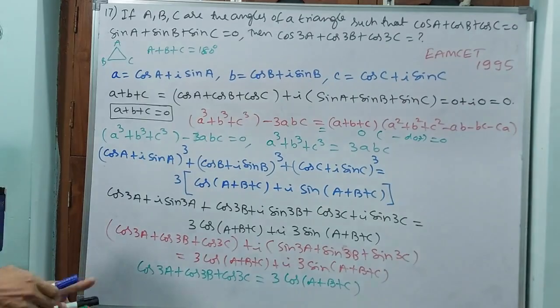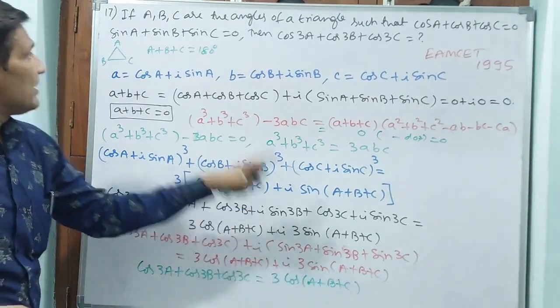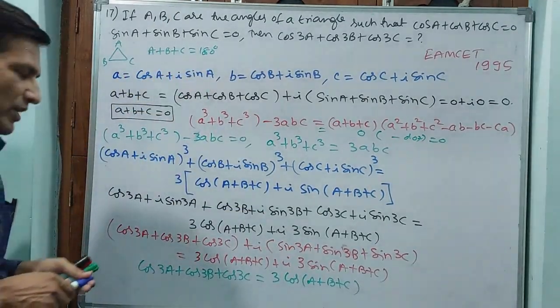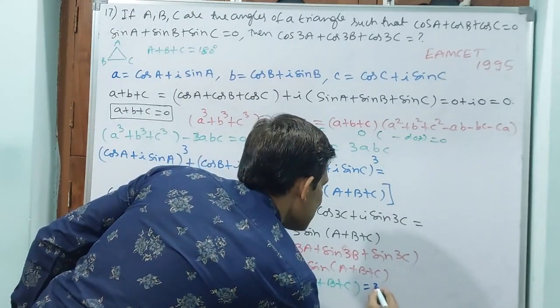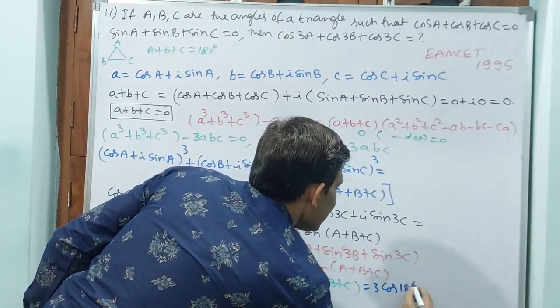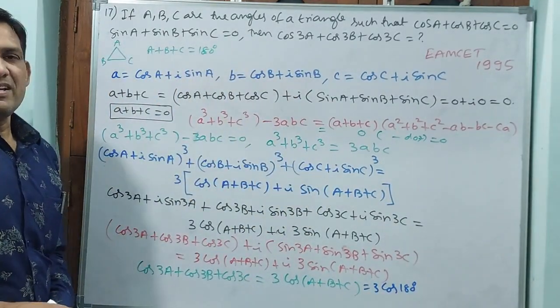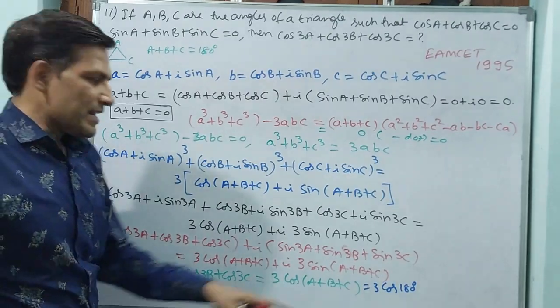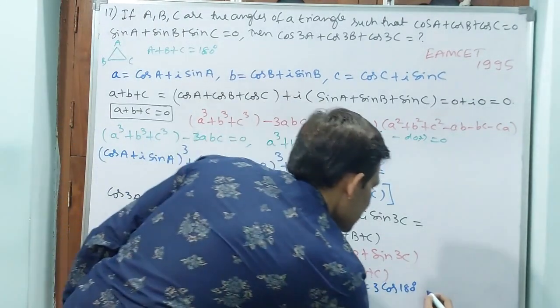Wait, the answer is not yet over. Why? Because we know very well A plus B plus C means 180 degrees. Then you write 3 cos 180 degrees. What is the value of pi? Cos pi is minus 1. Minus 1 into 3, minus 3.